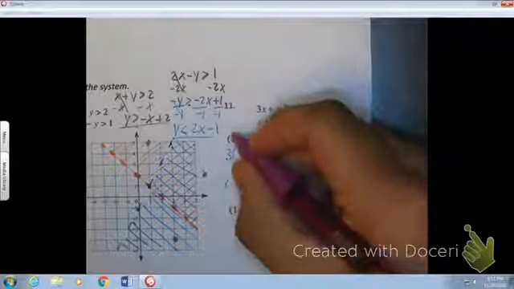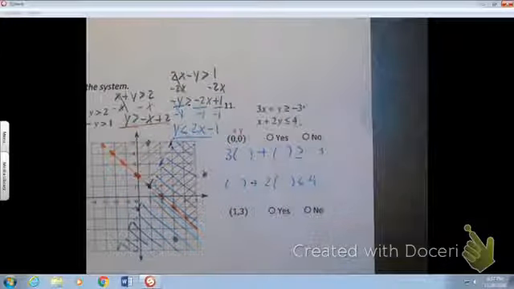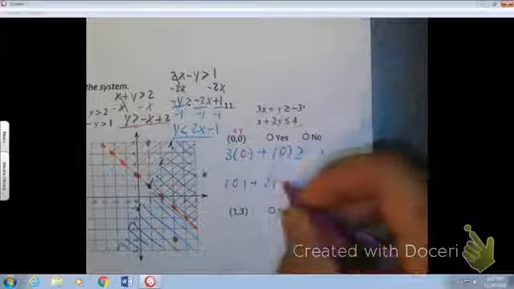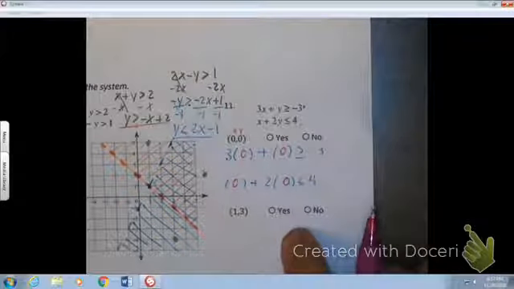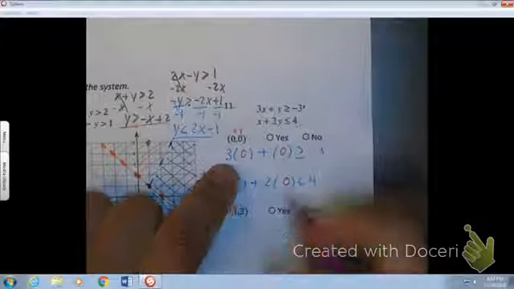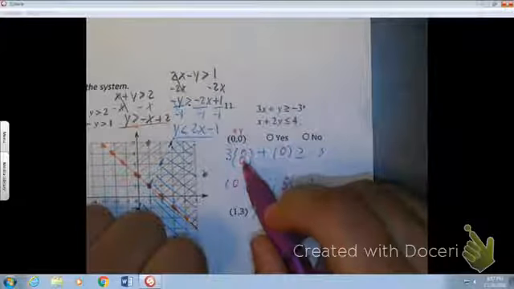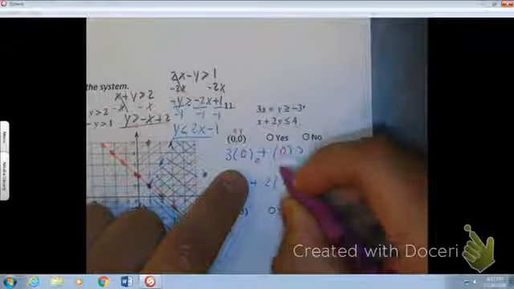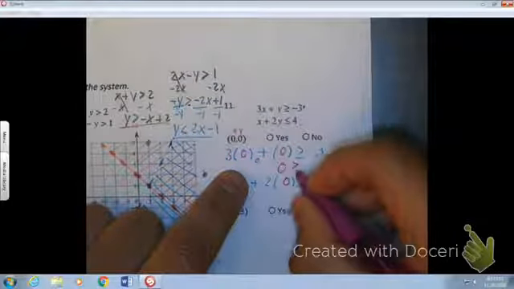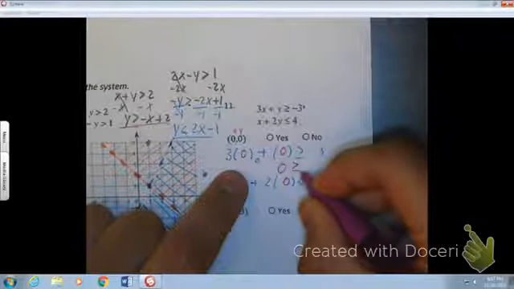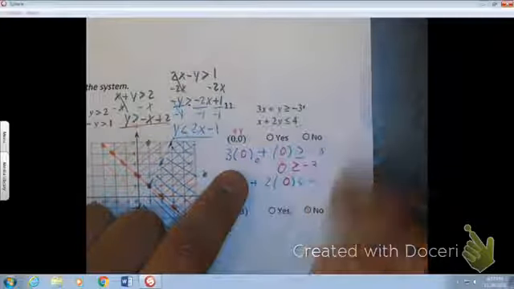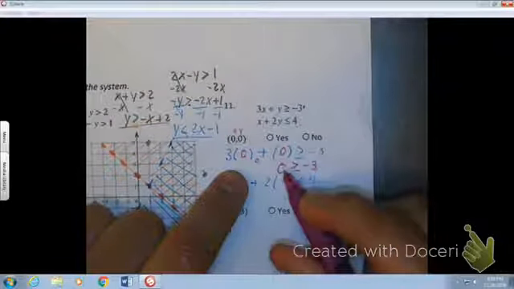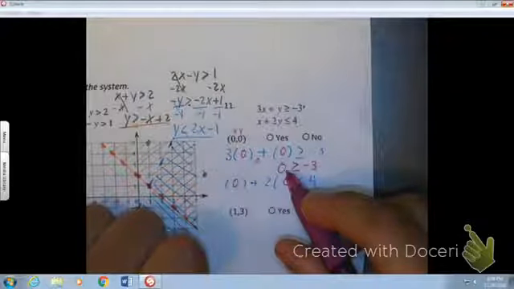Now this is an x and this is a y. So I'm going to put 0 in place of x and 0 in place of y, and make sure that they both work. We know that 3 times 0 is 0, and plus 0 is 0. So 0 is greater than or equal to negative 3. 0 is actually bigger than negative 3 because negative 3 is a negative number, right? This one is closer to the positive side. So this works out.